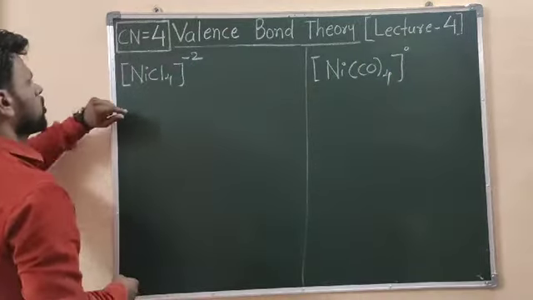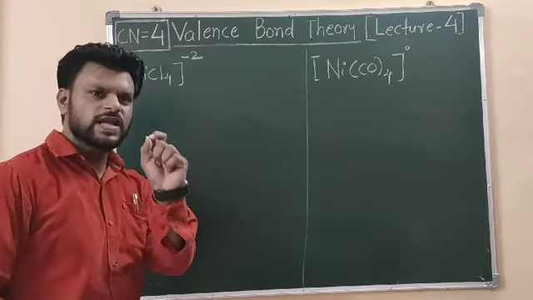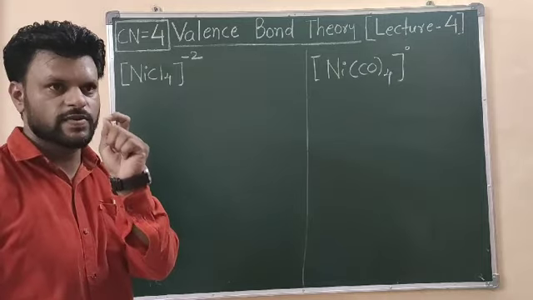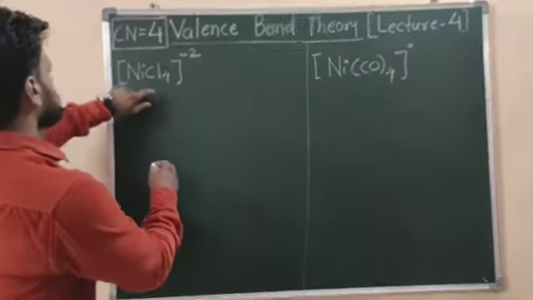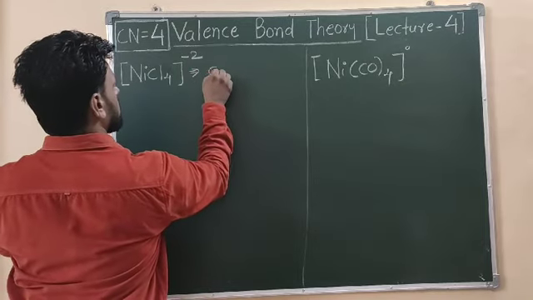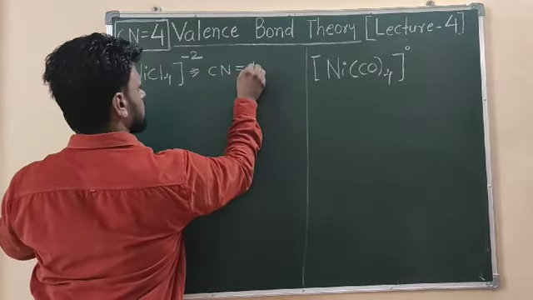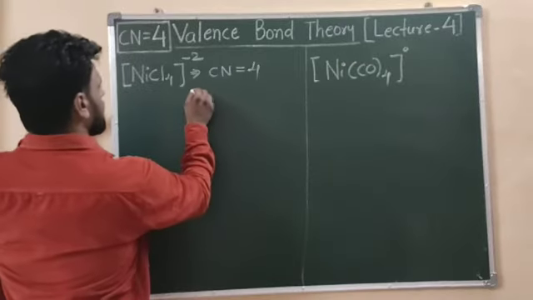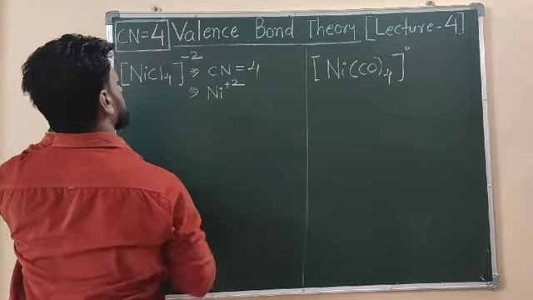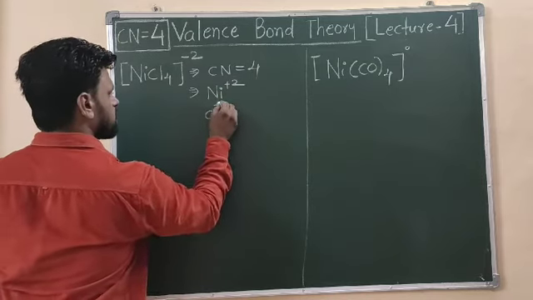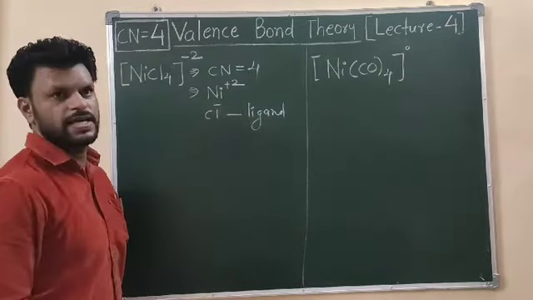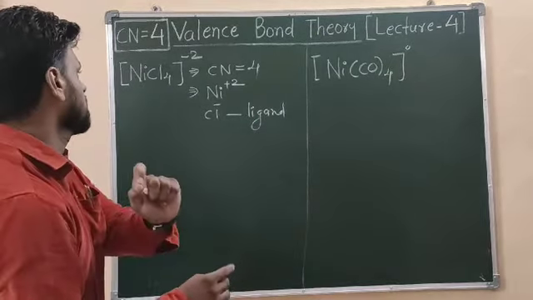Firstly, whatever the complex is, you need to find out the charge on the metal ion as well as its coordination number. Cl is a monodentate ligand and you know that the coordination number is equal to 4. Here nickel is having a +2 charge, and chloride is our ligand. You know the chloride ion is a weak field ligand. Please keep this in mind.